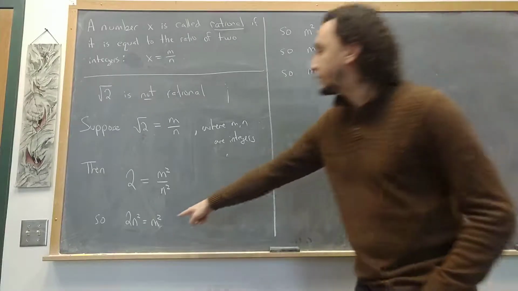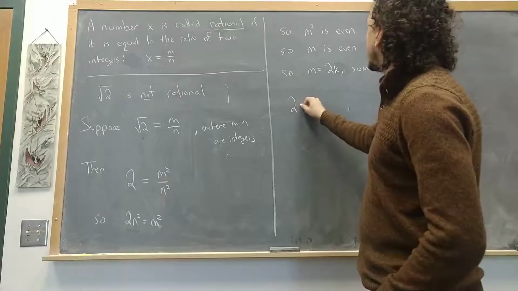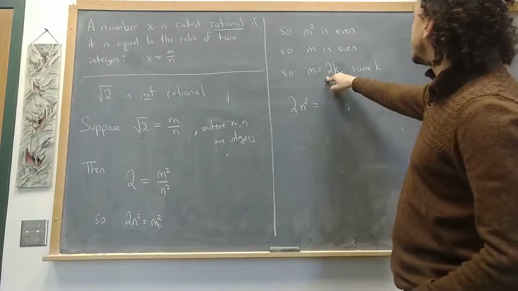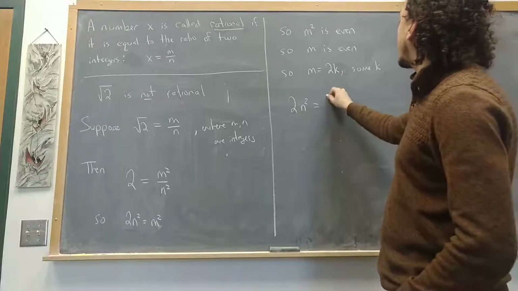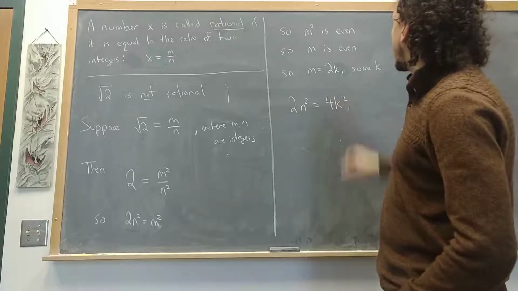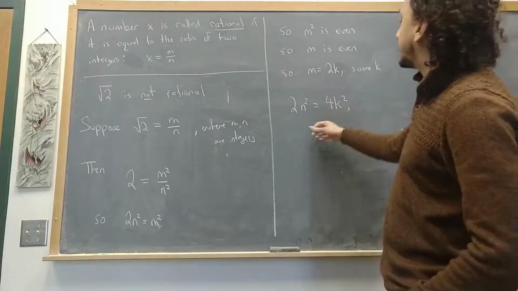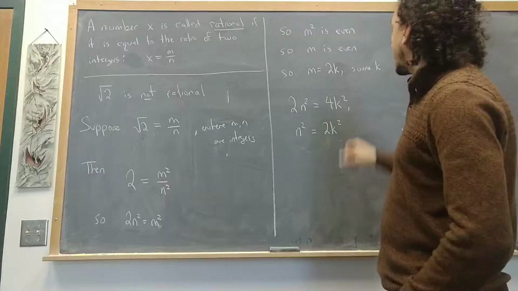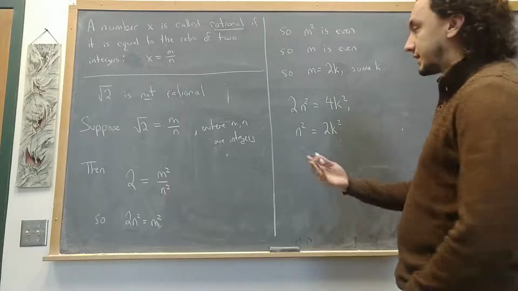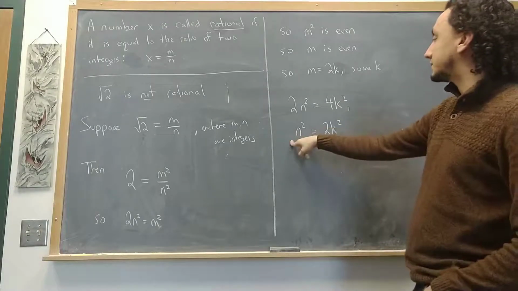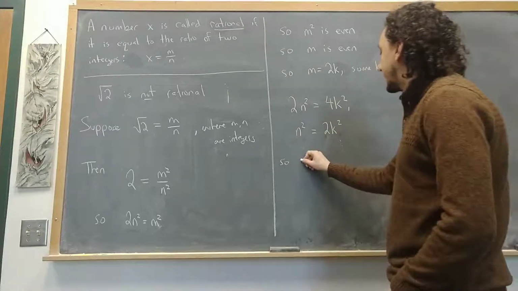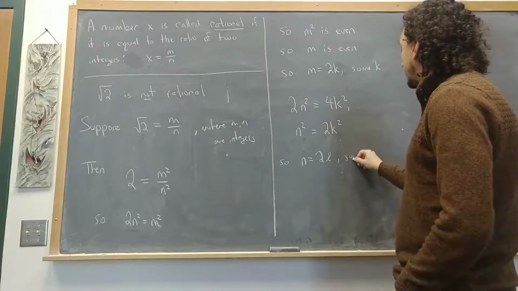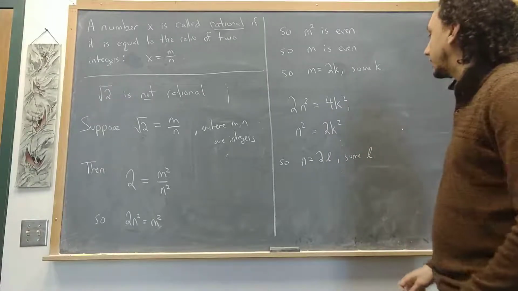Now going back to this equation that we have, that 2n squared is equal to m squared. m is equal to 2k, so 2n squared must be equal to 4k squared. And that tells us that n squared is equal to 2k squared. Now the same reasoning as before, since this is even, this must be even. So we get that n must be even, so it must be equal to 2l for some l.